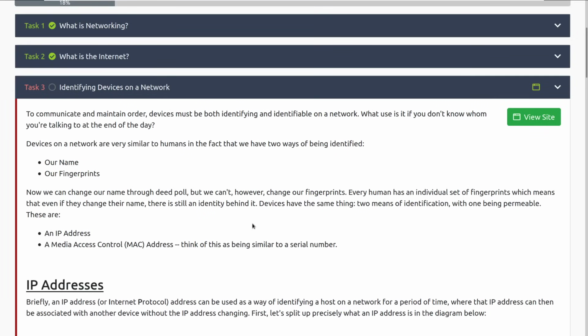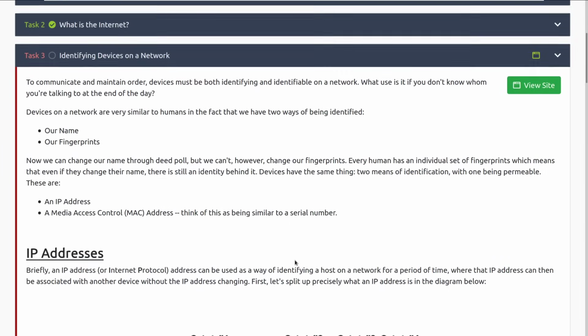The general idea behind this is that yes, you can change what you're called, you might have a nickname or other things like that, but you're always going to have some permanently identifiable marks. And computers have the same thing. Devices have the same thing. They have an IP address, which can change, but they have what's in theory a globally unique MAC address, or media access control address.